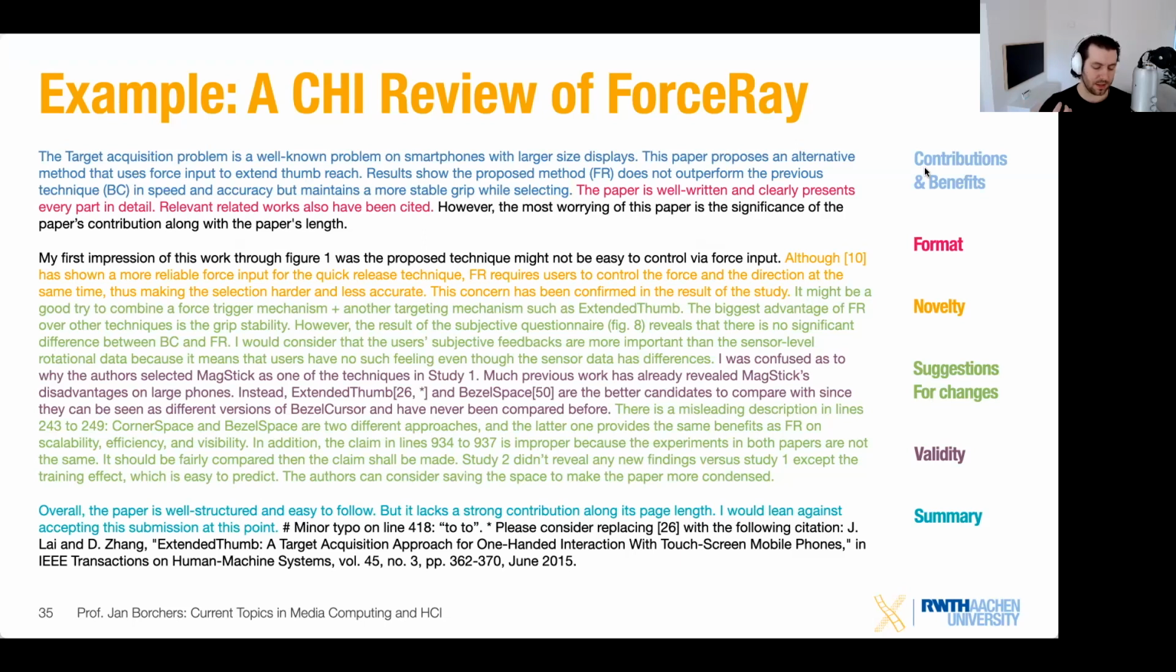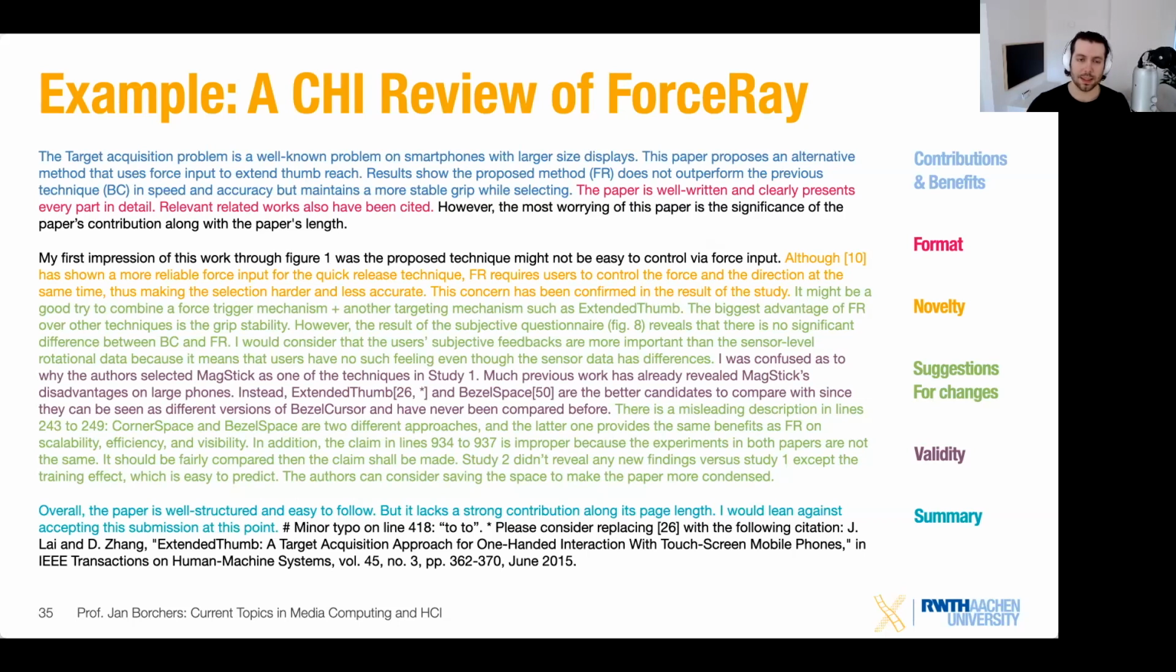I said in the beginning that it is expected that you begin your review with proving that you have understood the paper correctly. They do this by writing in the first sentence: the target acquisition problem is a well-known problem on smartphones with larger displays. The paper proposes an alternative method that uses force input to extend thumb reach. Results show the proposed method, FR, does not outperform the previous technique, BC, in speed and accuracy, but maintains a more stable grip while selecting.